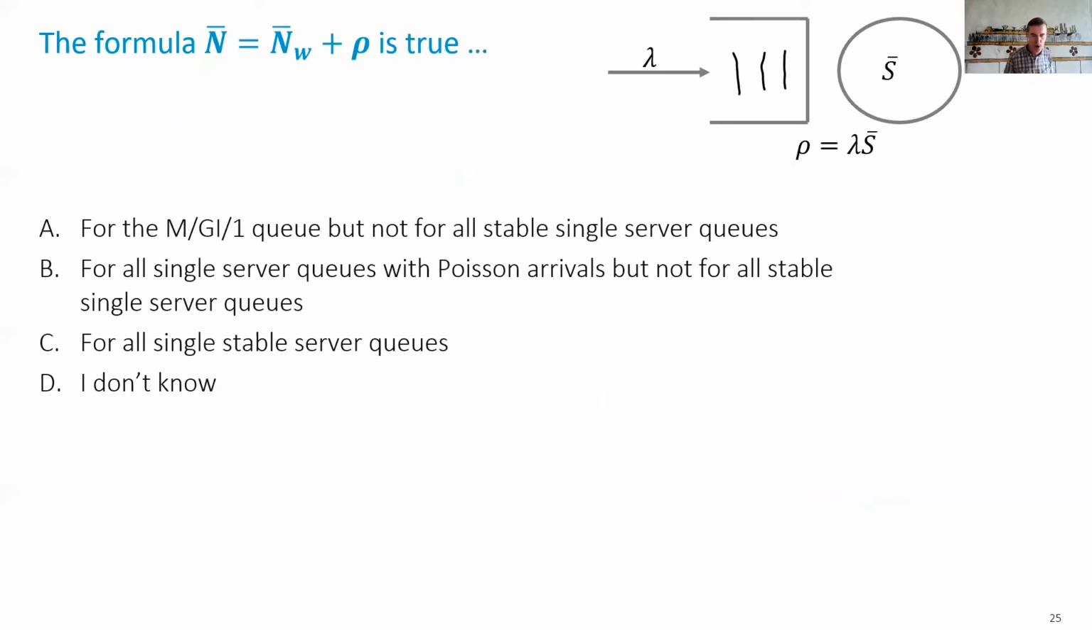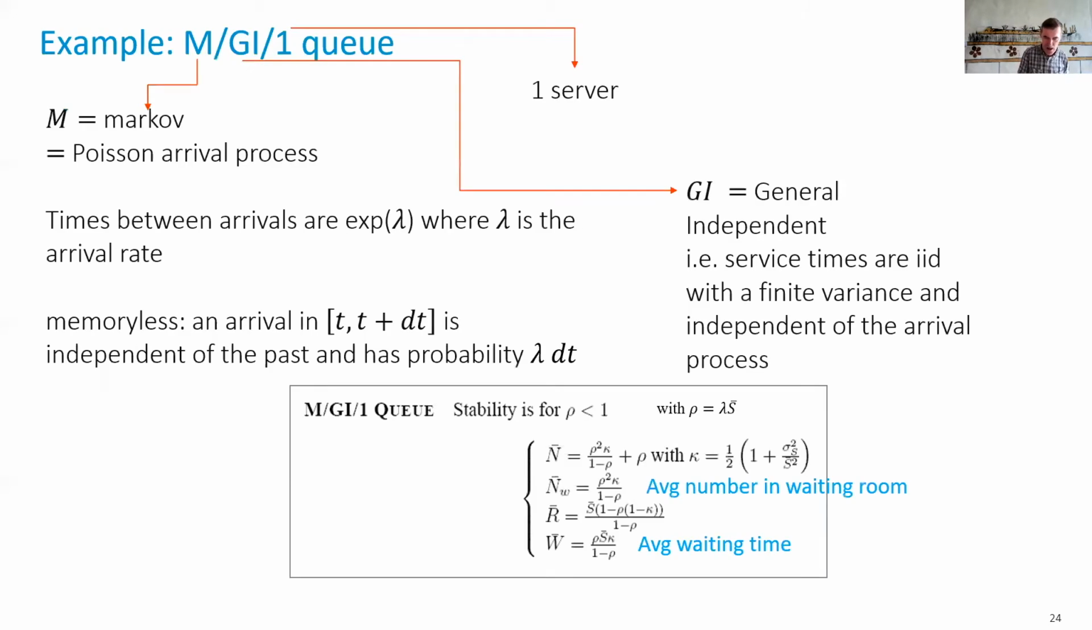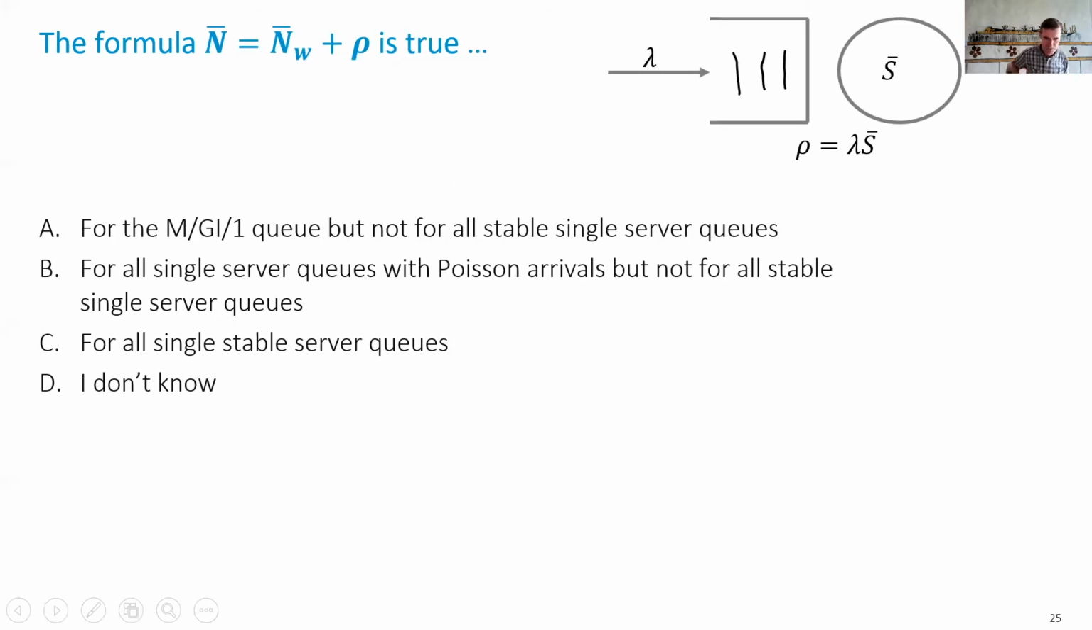In the previous formula, we saw that there is an equality between n bar and n bar w, right? There's only a rho term added to the second one here. Do you think that this is specific to the M/G/1 queue, or is it more general, or is it specific of Poisson arrivals?